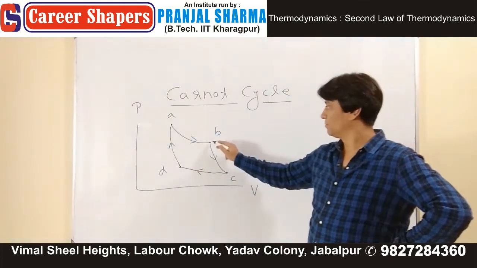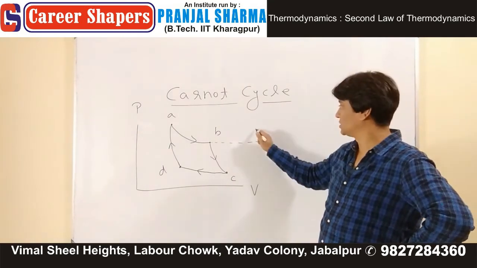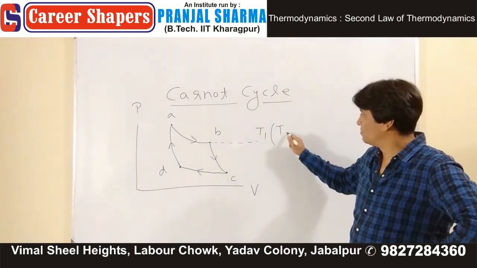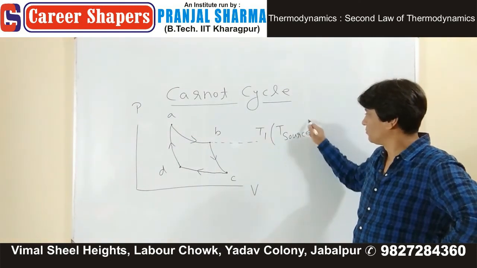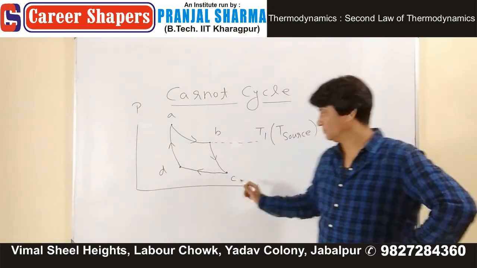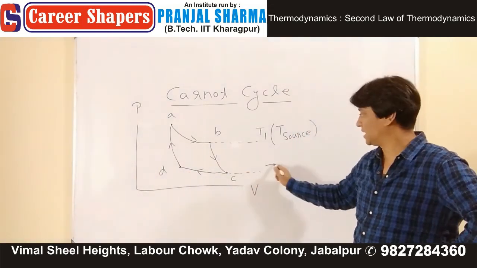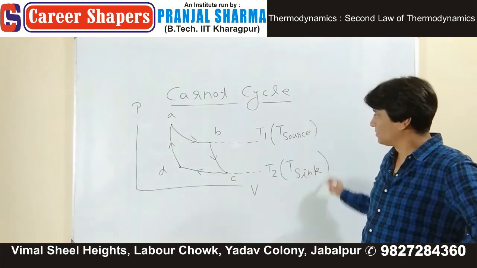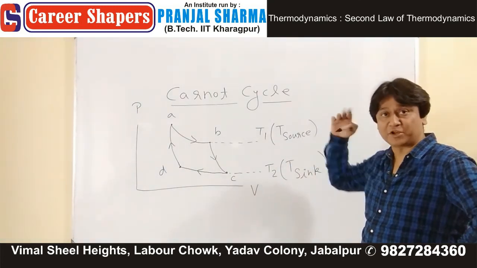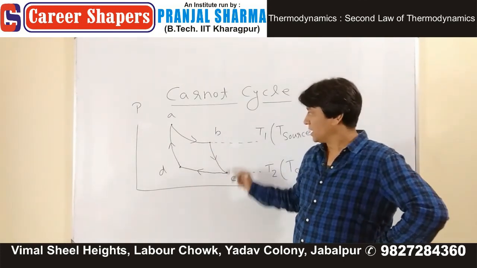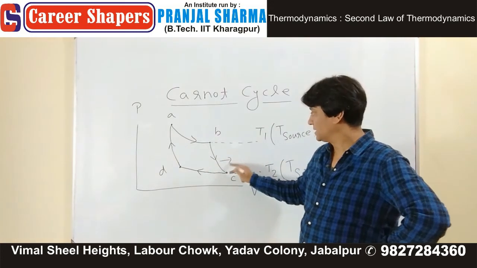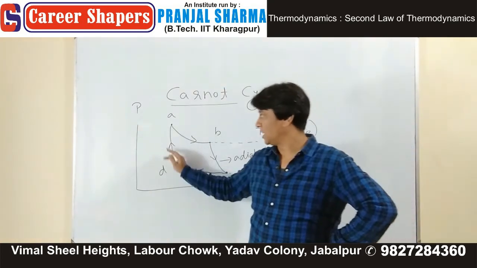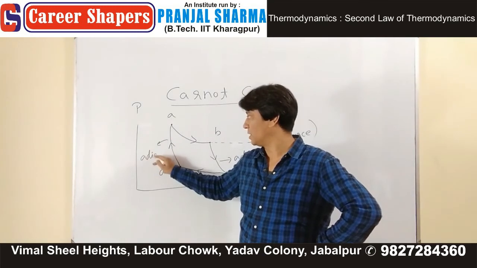This AB is an isothermal process at temperature T1. This T1 is a temperature of source. CD curve is again an isothermal process, but at temperature T2, which is called temperature of sink. High temperature to low temperature heat transfer only hai. This is Carnot. And the part BC is an adiabatic part. And this DA is also an adiabatic part.